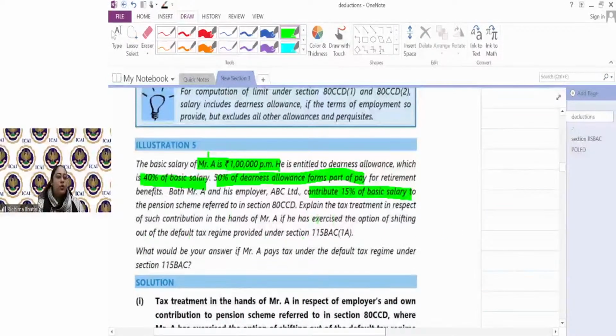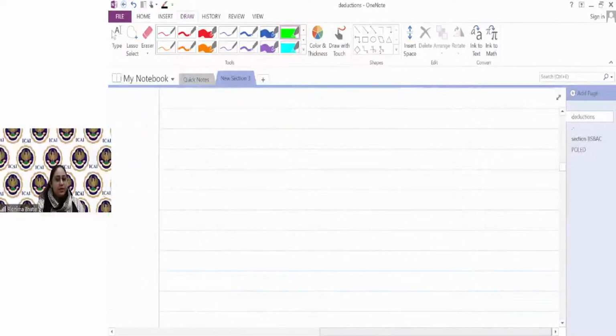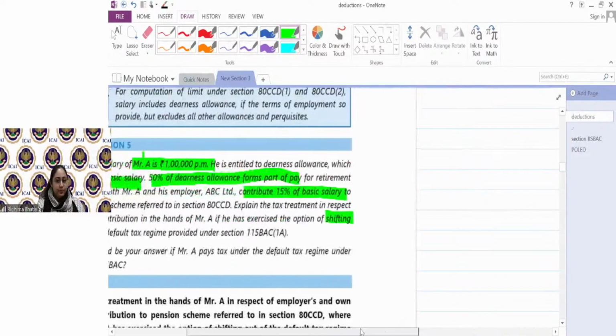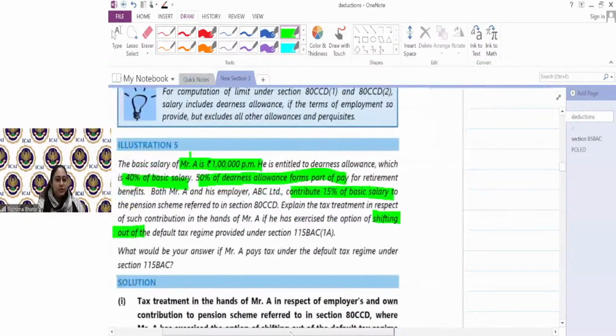Explain the tax treatment, assuming that he has not opted for the default tax regime, he has shifted out from the default tax regime. Simple. Okay. Would your answer change if the person is under the default tax regime? So now how will we do this? First of all, guys, everyone please focus here.